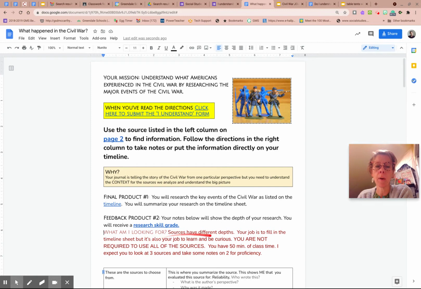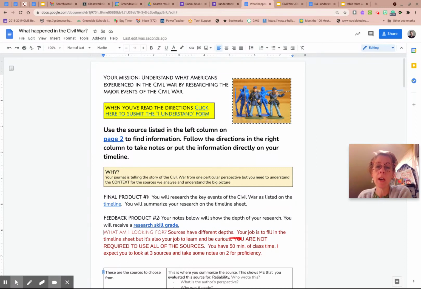Here, it's going to talk about what I am grading. So I'm looking at your timeline as evidence that you paid attention and took notes. And then I'm also looking for your skill grade, right? What is the depth of your research? So what I'm looking for is this, right? Sources have different depths to them. Your job is to fill in the timeline sheet, but it's also your job to learn and be curious.